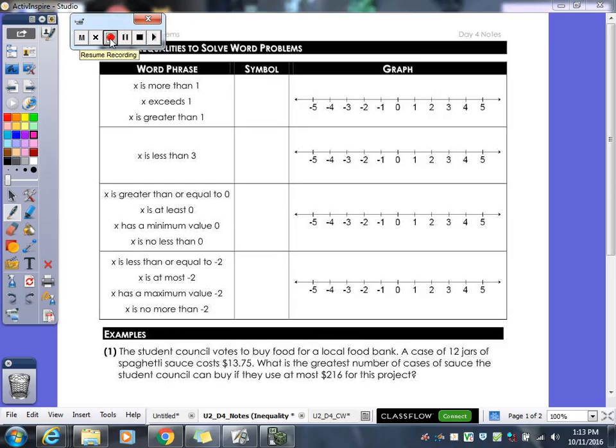These are inequality word problems, which means we're going to have a let statement.